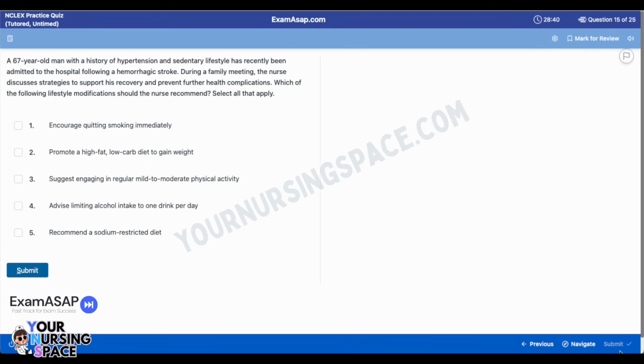Option 1. Encourage quitting smoking immediately. Option 2. Promote a high-fat, low-carb diet to gain weight. Option 3. Suggest engaging in regular, mild to moderate physical activity. Option 4. Advise limiting alcohol intake to 1 drink per day. Option 5. Recommend a sodium-restricted diet.